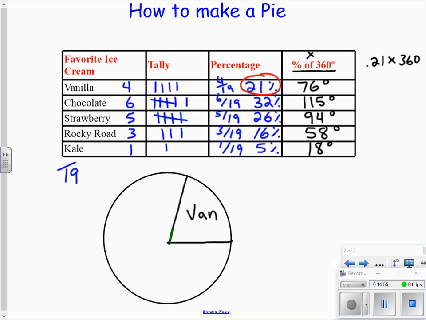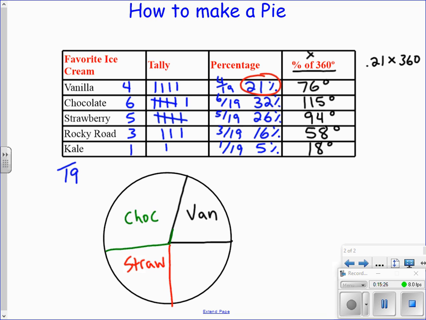I know that 90 degrees would be a perfect right angle, which would be up like that. So 115 must be a little bit more than that. So I'm going to go a little more than 90 degrees, maybe like that would be 115 degrees and represent chocolate. It's not exact, but it's close. Strawberry is 94 degrees. It's almost an exact right angle using this green line. So I'm going to do pretty much an exact right angle, which is strawberry.